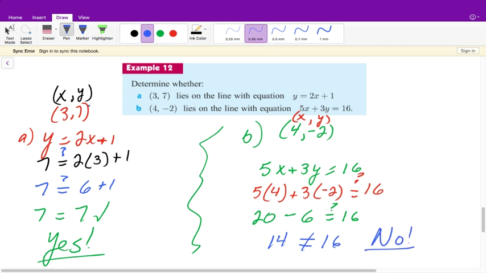So we know that 3, 7 is on our equation. If we were to graph this equation out, it would fall on our line, whereas 4, -2 does not fall on the line that we have, 5x plus 3y is equal to 16.